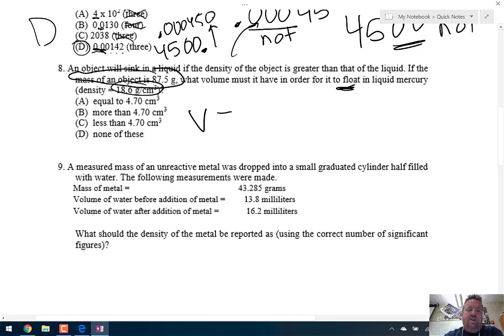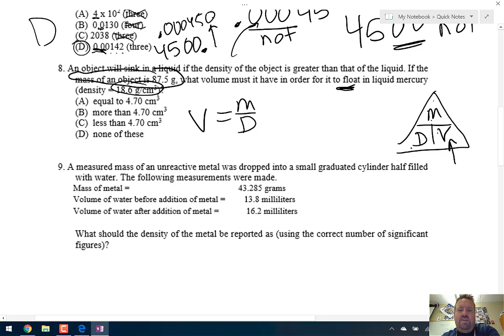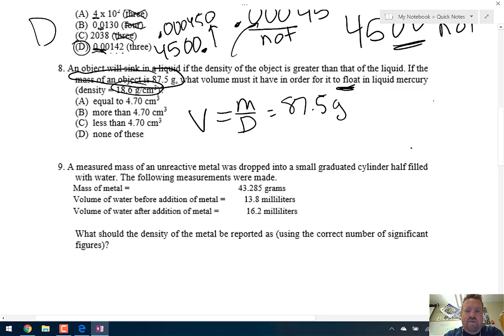So first of all, volume equals, I can't remember. If I can't remember, what do I do? I look at the formula, density, mass, volume. How do I find volume? It is mass over density. So volume is mass over density. And again, they give us the mass of 87.5 grams. We divide that by 18.6 grams per cubic centimeter.